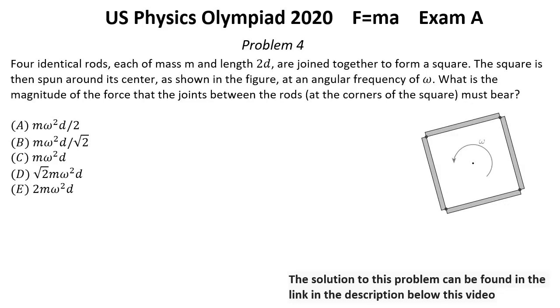Problem number 4. 4 identical rods, each of mass m and the length 2d, are joined together to form a square. The square is then spun around its center, as shown in the figure, at an angular frequency of omega. What is the magnitude of the force that the joints between the rods at the corners of the square must bear?